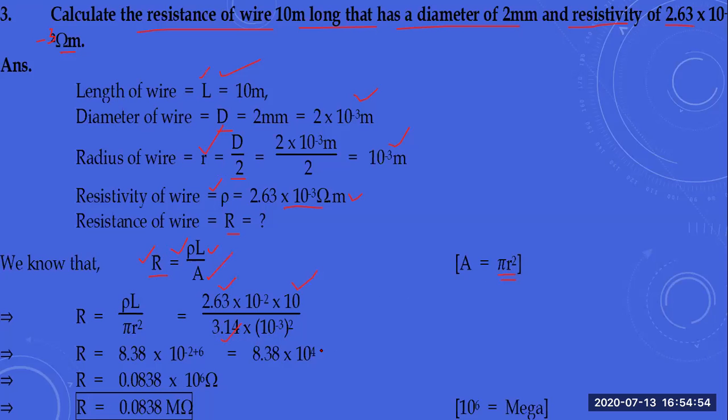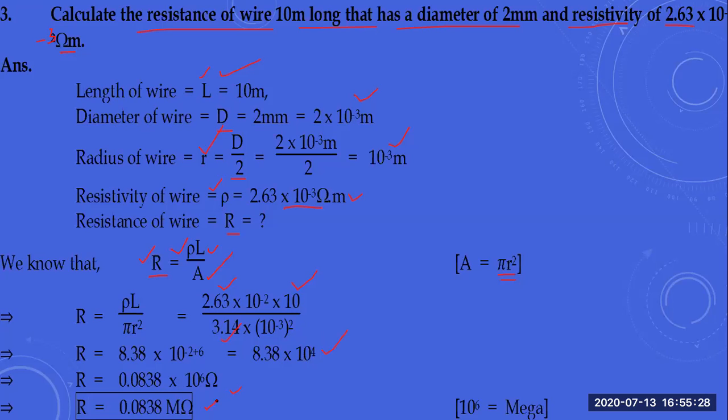So basically, if you put in the values, you get 8.38 multiplied by 10 to the power minus 2 plus 6, means you have added the 2, and then you get the value 8.38 multiplied by 10 to the power 4. Converting into ohm, that is 0.838 multiplied by 10 to the power 6, and 10 to the power 6 is basically mega ohm. So you have calculated the resistance of the wire in mega ohm. It was a very easy one.